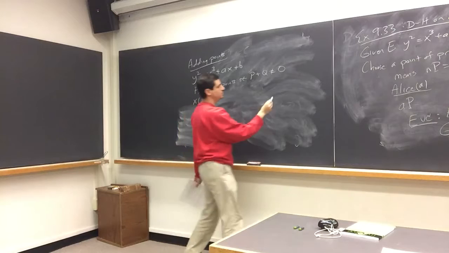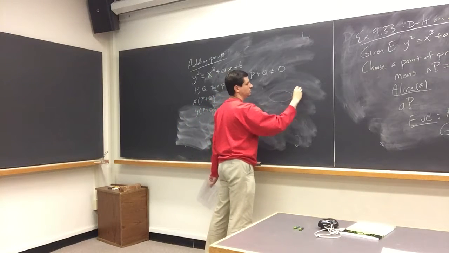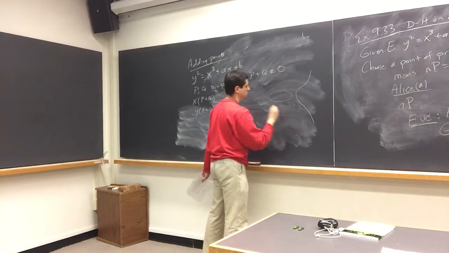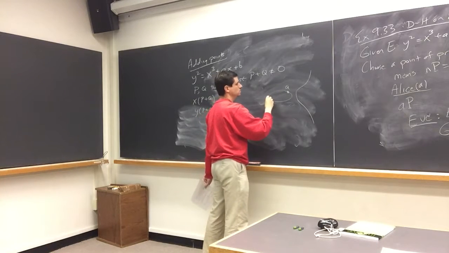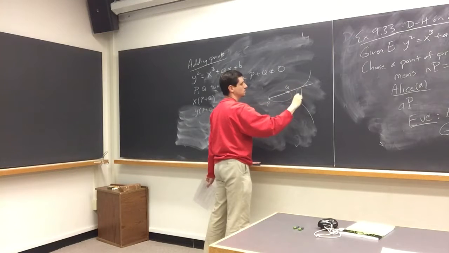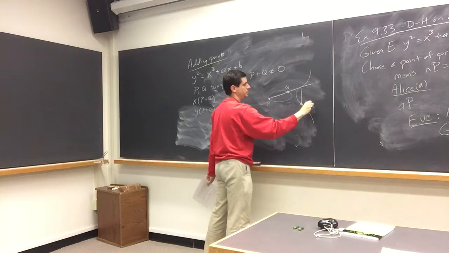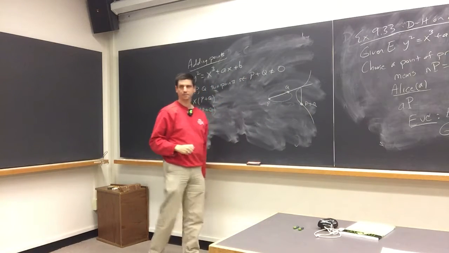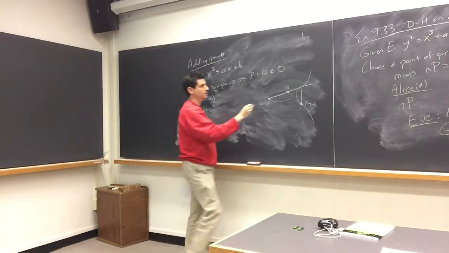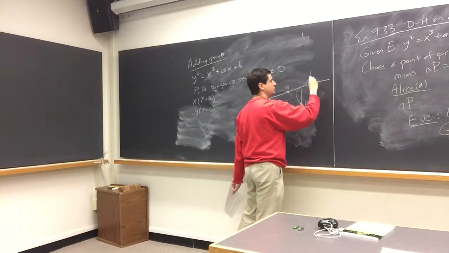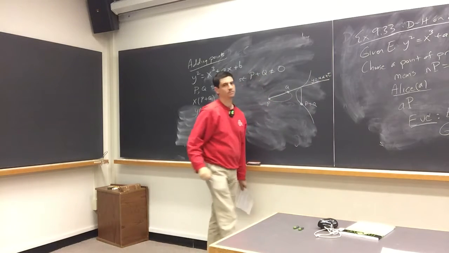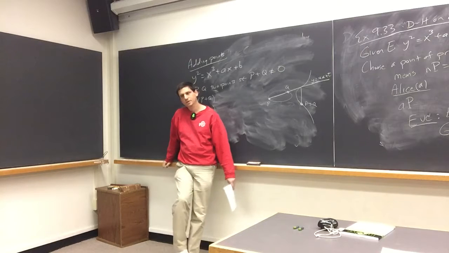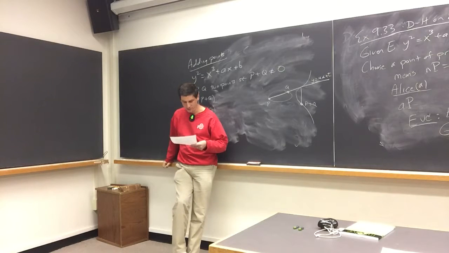If I have my elliptic curve here, let's say here's my P, here's my Q, and here's P plus Q over here. I have a line, and I can write this line as y equals mx plus t. I'm making sure I'm using the notation in the book.